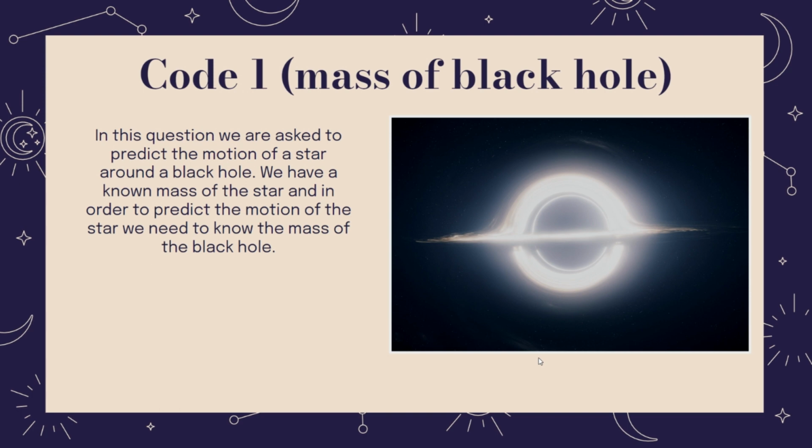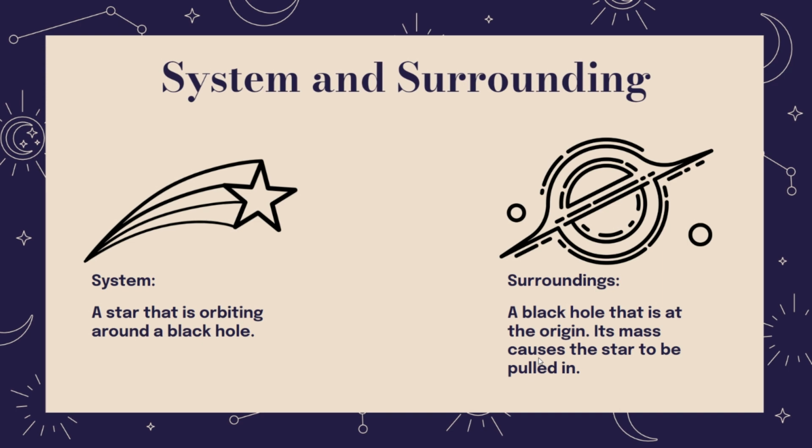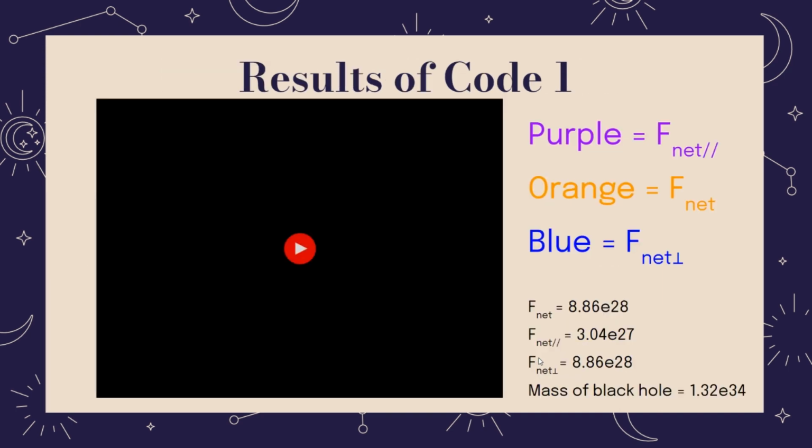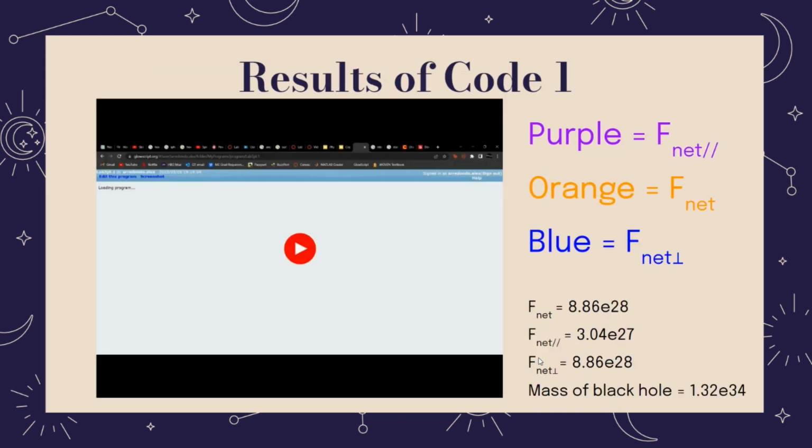All right, so in code 1, we're asked to find and predict the motion of a star around a black hole. We have a known mass of the star, but in order to predict the motion properly, we need to know the mass of the black hole. So we are solving for the mass of the black hole. Our system is a star, and our surroundings is the black hole. Here's a preview of our results.